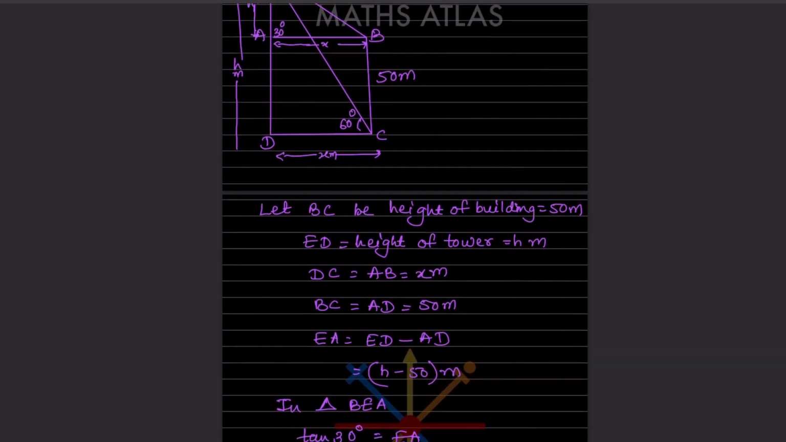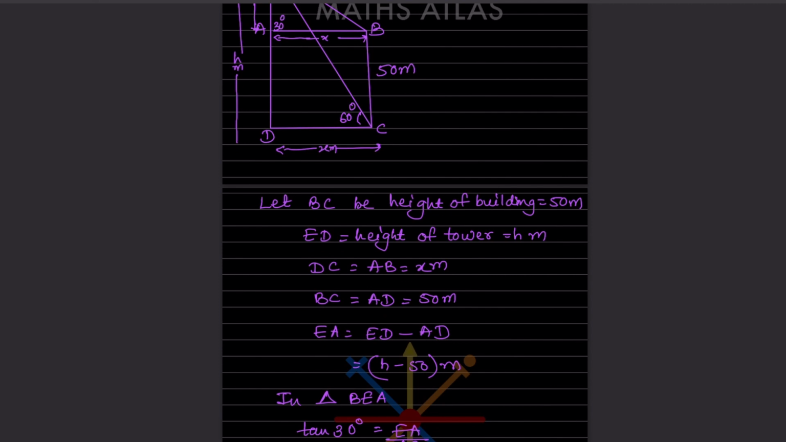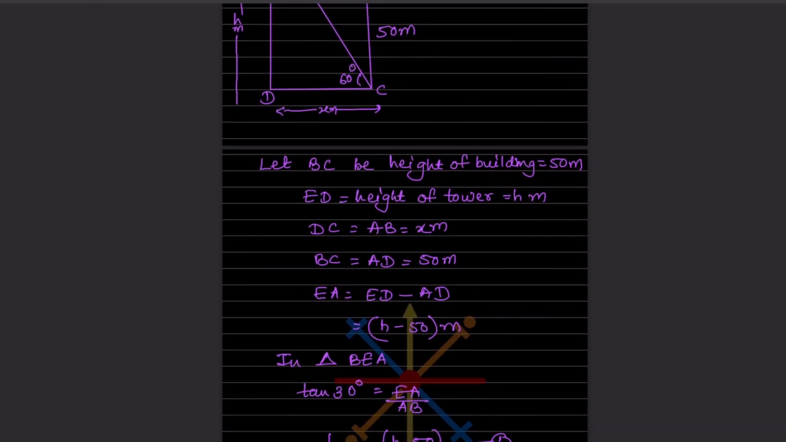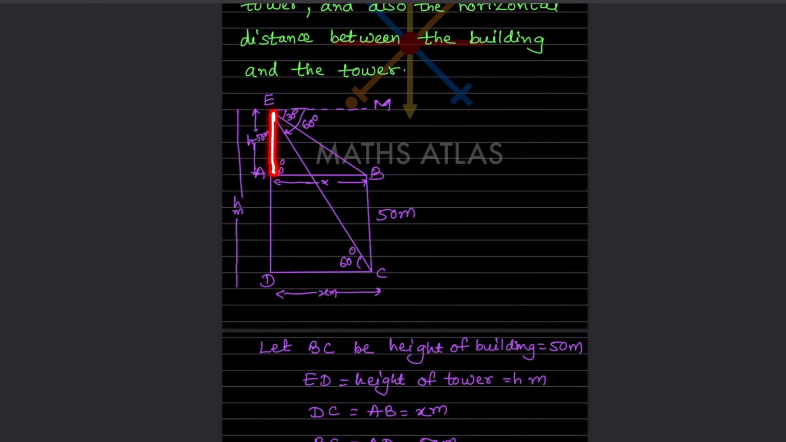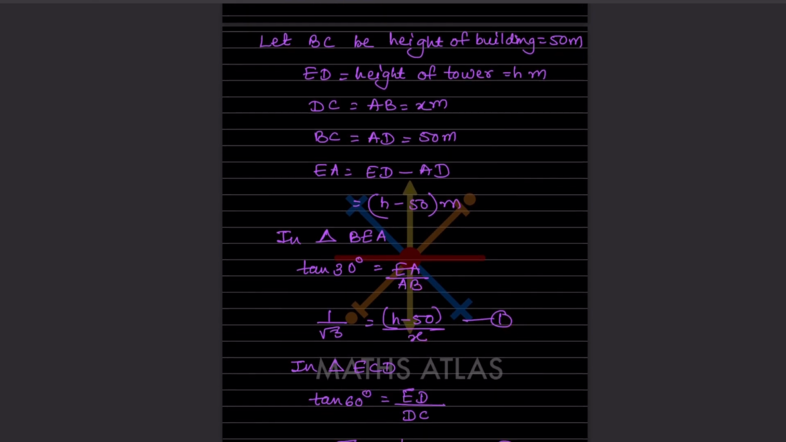Now let us consider this triangle BEA. So what we can see in BEA, tan 30 is what? EA by AB. So tan 30 is 1 by root 3. EA is, we got, H minus 50, and AB is X. So this will be our equation number 1.